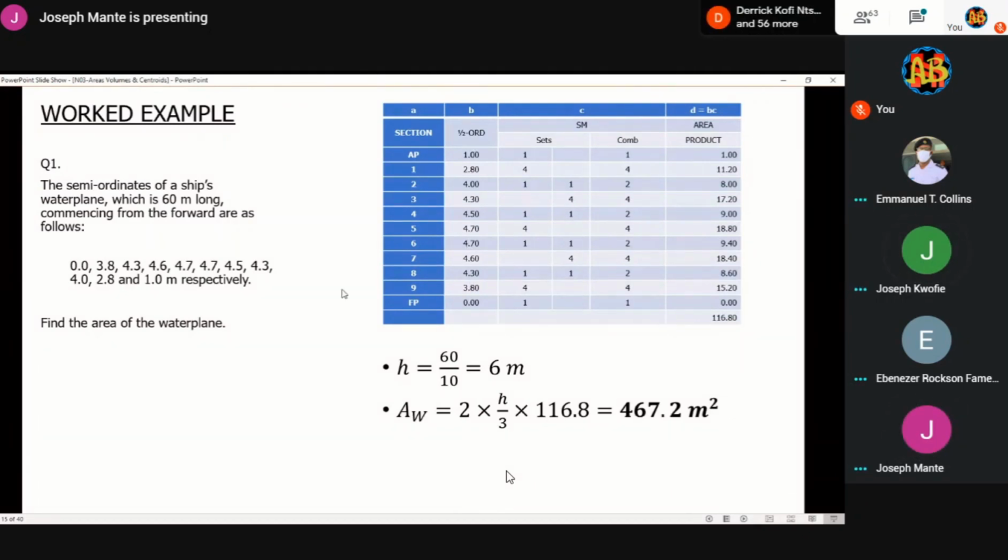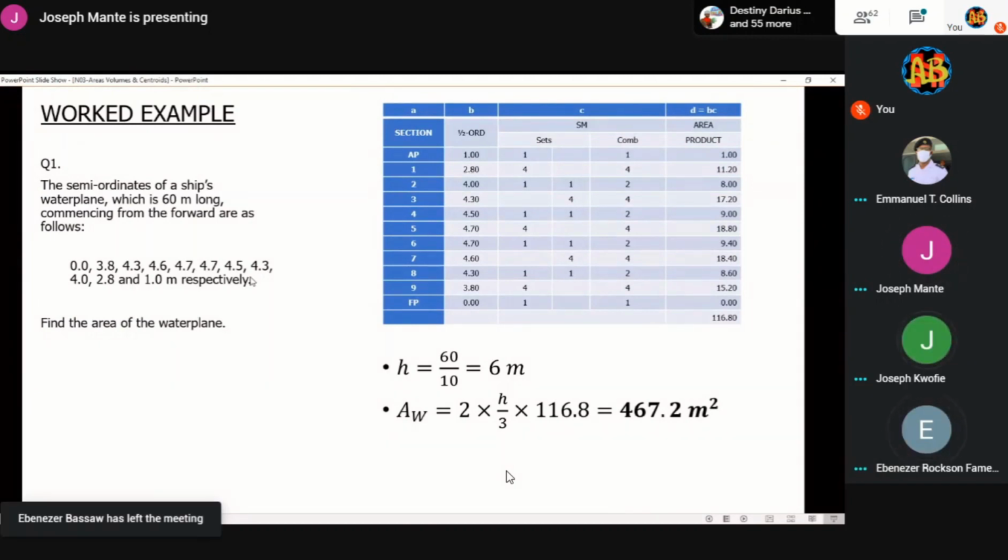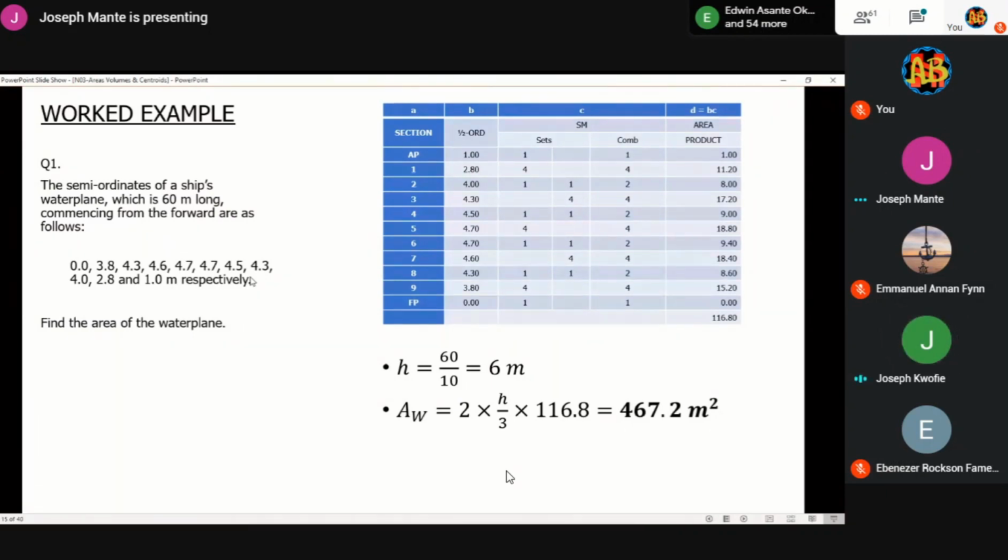Sir, I have a question. Yes, sir. When calculating the water plane area, are you supposed to start from the aft perpendicular first, or can you start from the forward perpendicular? Mostly you have to start from the aft perpendicular, because that is where you are taking your reference from. Okay, sir. Okay, thank you, sir.